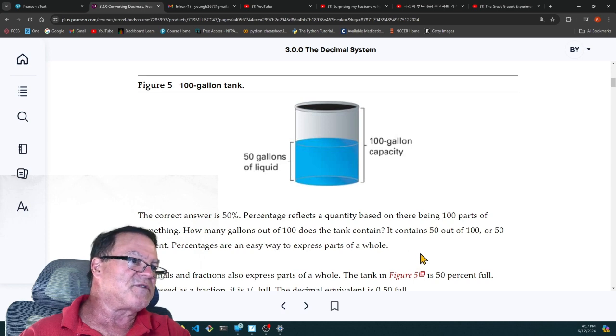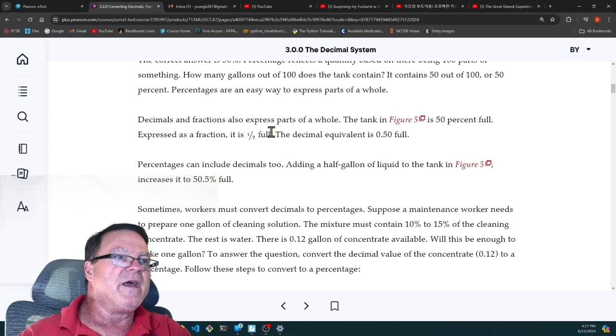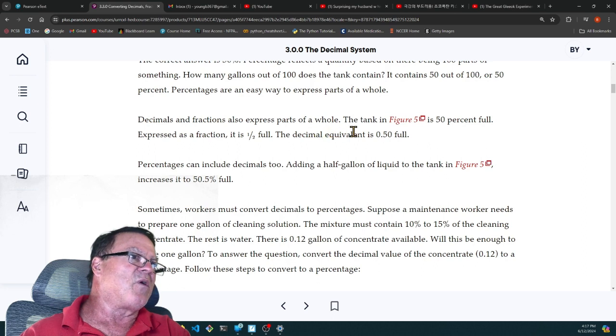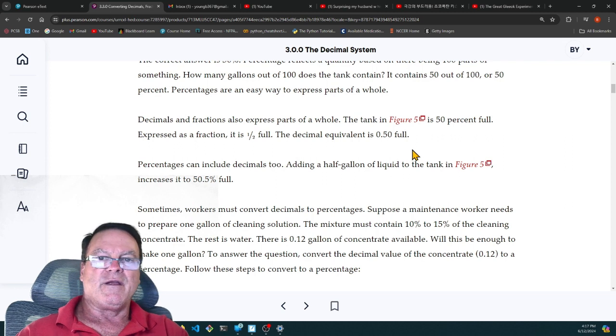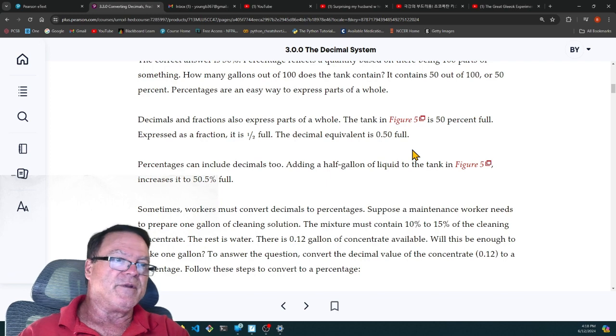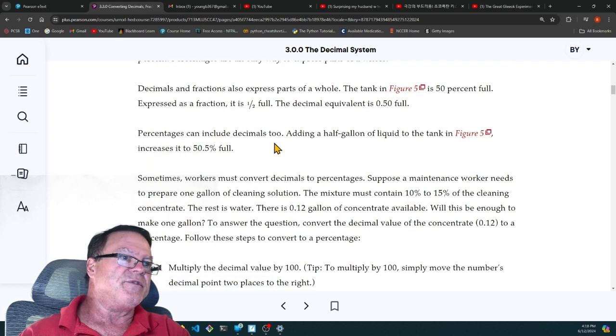Percentages are an easy way to express parts of a whole. Decimals and fractions also express parts of a whole. The tank in figure 5 is 50% full. Expressed as a fraction, it is 1/2 full. The decimal equivalent is 0.5 full. It's just like your gas gauge in your car. It goes full, 3/4, 1/2, 1/4, empty. So percentages can include decimals too. Adding a gallon of liquid to the tank increases it to 50.5% full.